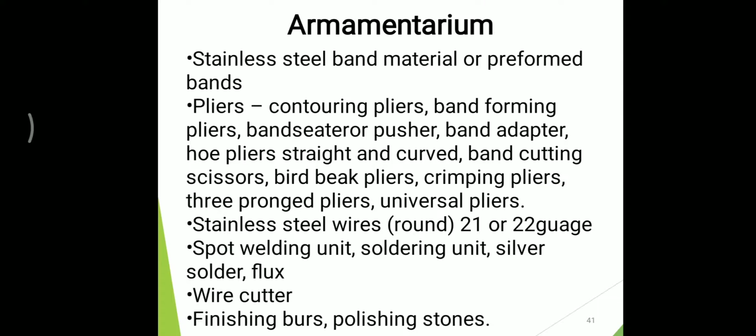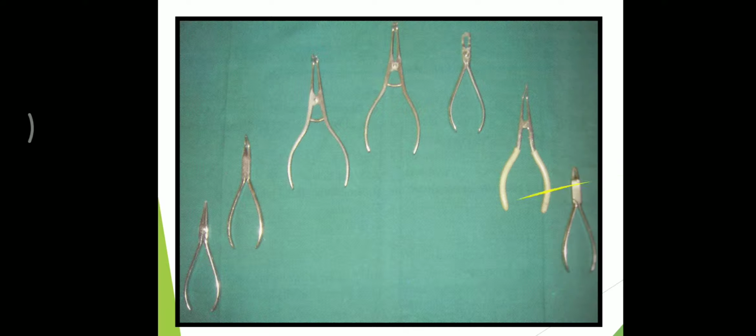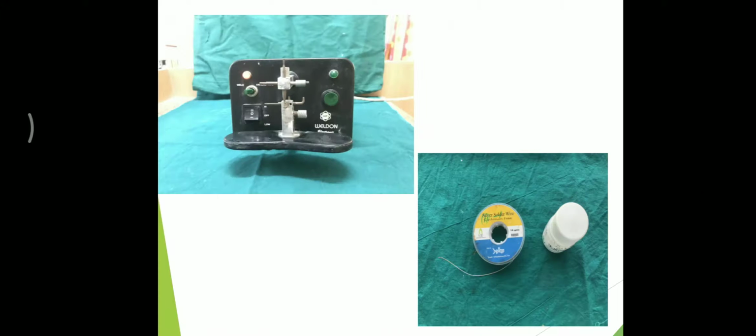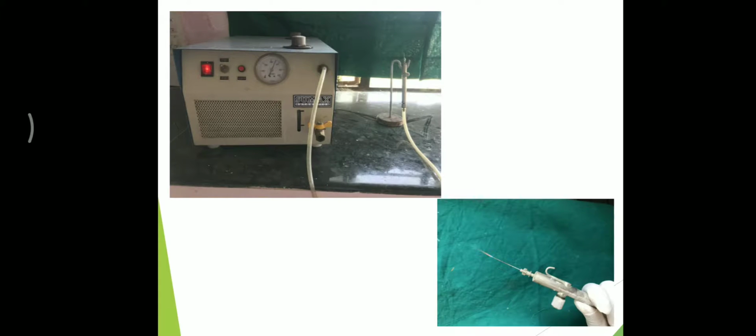Now let's see about the armamentariums. Stainless steel band materials or preformed bands are needed. Pliers: contouring pliers, band forming pliers, band seater or pusher, band adapter, hoe pliers, straight and curved, band cutting scissors, bird beak pliers, crimping pliers, three-pronged pliers, universal pliers, stainless steel wires, round 21 or 22 gauge, spot welding units, soldering units, silver solder, flux, wire cutter, finishing bars and polishing stones. These are the armamentariums which we normally use.